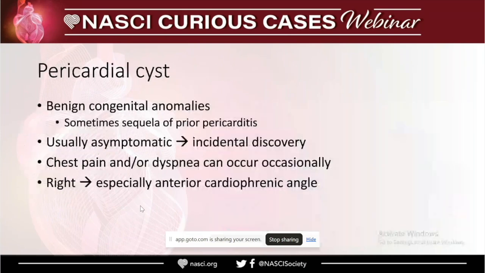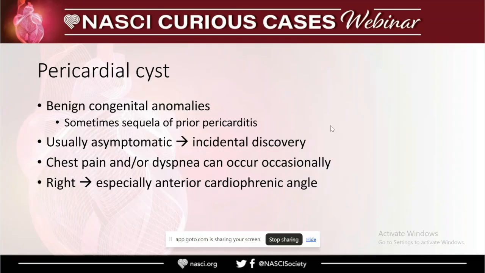And before we go to the next case, basically, a pericardial cyst is a benign congenital anomaly, and sometimes it can appear in adulthood as a sequel of pericarditis. It's usually asymptomatic and an incidental finding. Sometimes we can see chest pain or dyspnea, especially if it's a large lesion. The most common location is on the right. So the location we saw on this image is not that common, but it's still possible. Okay.